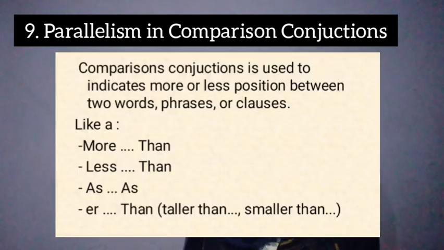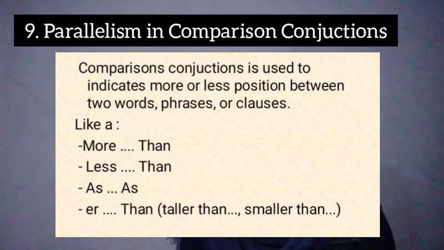Okay, the last is parallelism in comparison conjunction. Comparison conjunction is used to indicate more or less position between two words, phrases, or clauses. Examples of comparison conjunction: more blah blah blah than, less blah blah blah than, as blah blah blah as, and blah blah blah than. Like taller than, smaller than, like that.